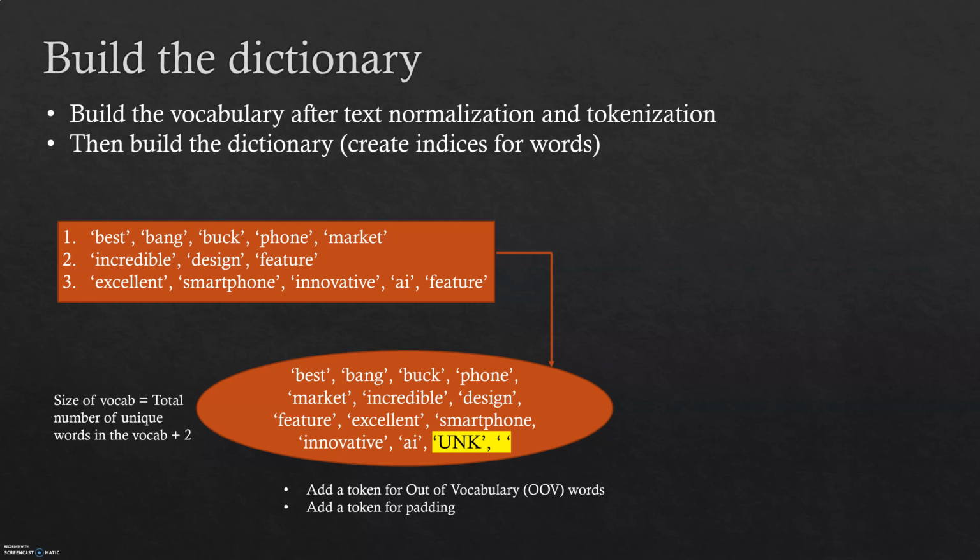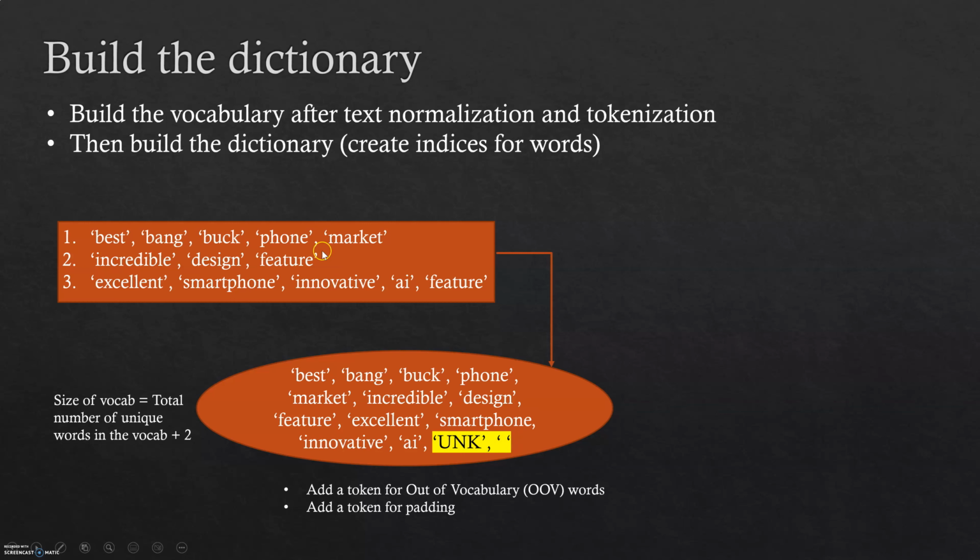So that's where you need this unknown token. Any word that is new in the test set, which was not present in the training set, will be represented with the unknown token. So that's the use case of the unknown.